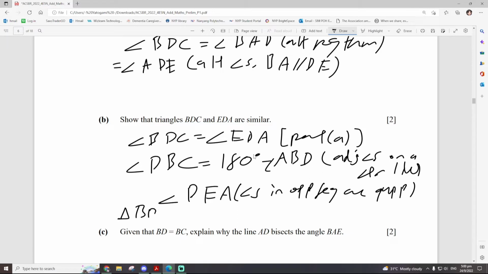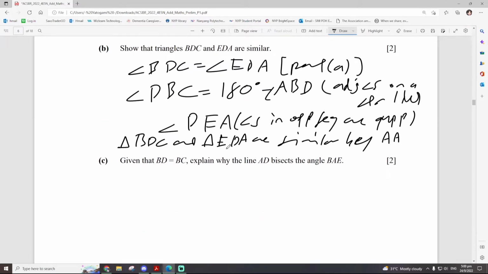Triangle BDC and triangle EDA are similar by AA similarity tests. Okay. Given that BD equals BC, explain why the line AD bisects angle BAE.